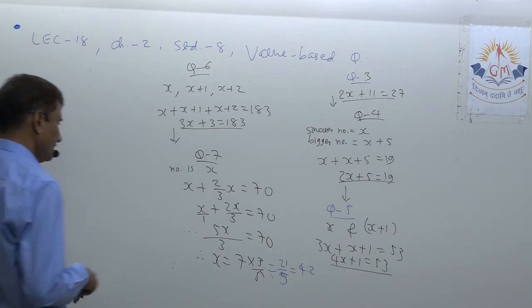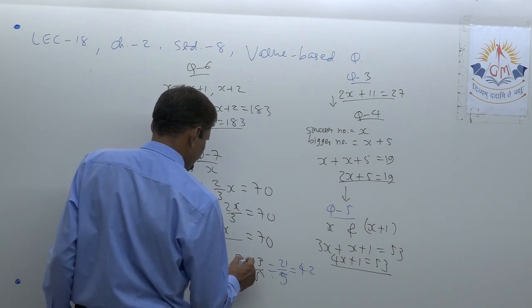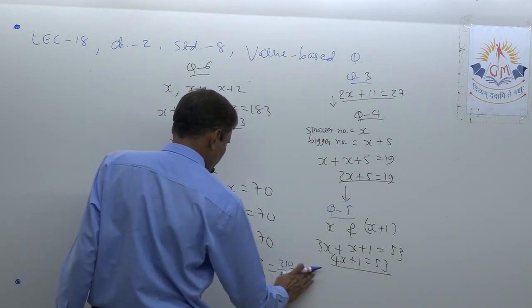Sorry, 70 is there, not 70 is here. Okay, so 210, so 42 will be there.